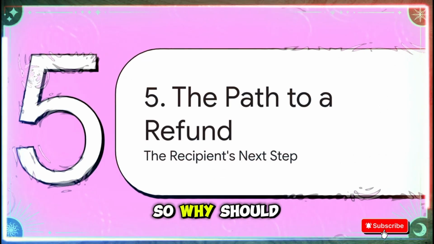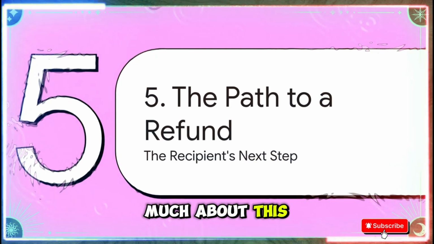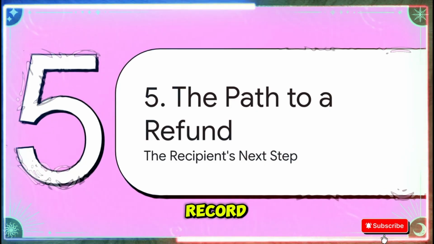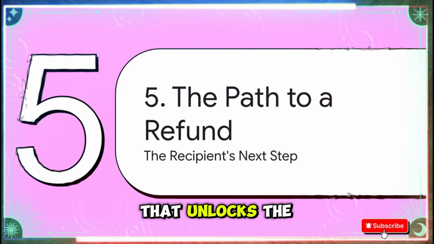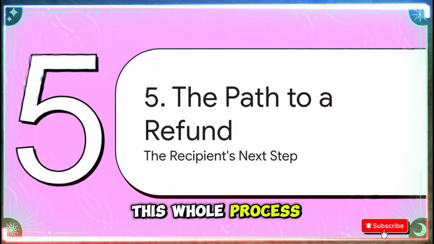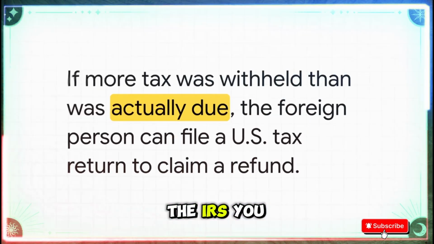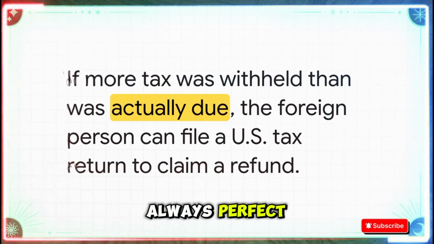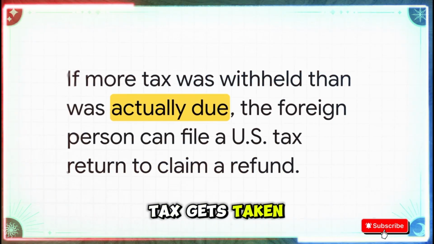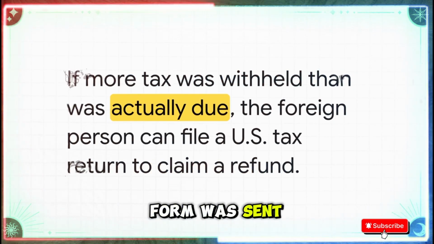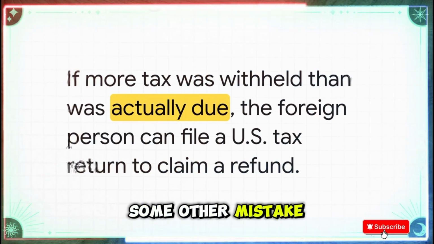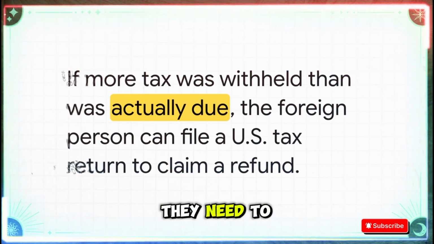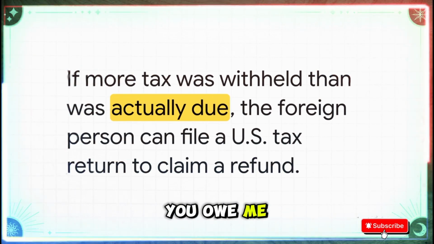Okay, so why should the foreign person actually care so much about this form? I mean, what's the big deal? Well, because it's not just a record, it's a tool. It's the key that unlocks the final step in this whole process, settling up with the IRS. You know, the withholding system is pretty efficient, but let's be real, it's not always perfect. Sometimes too much tax gets taken out. Maybe the W-8 form was sent in late, or there was some other mistake. Well, that Form 1042S is their golden ticket. It's the proof they need to go to the IRS and say, hey, you owe me some money back.